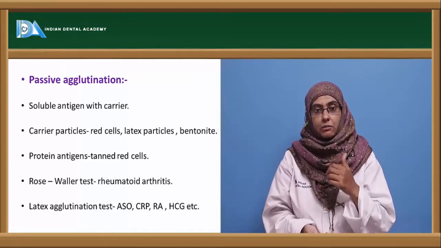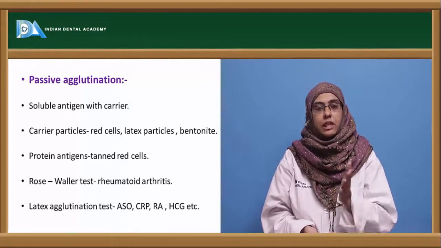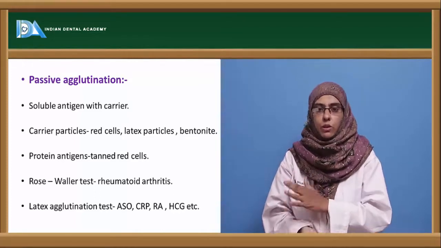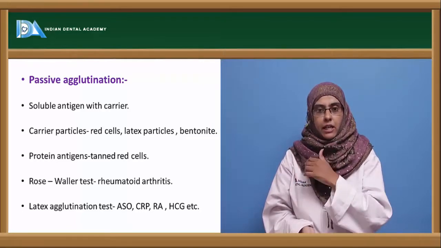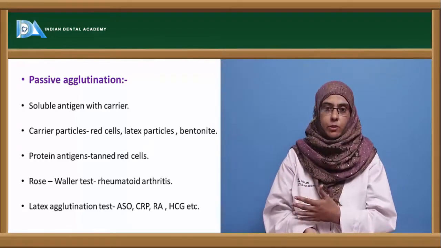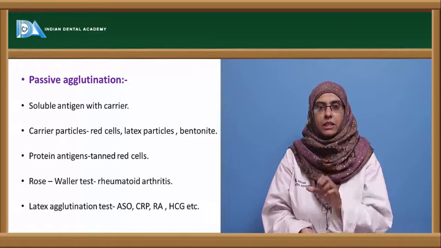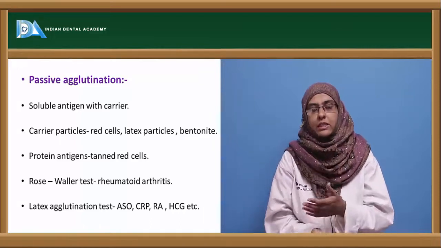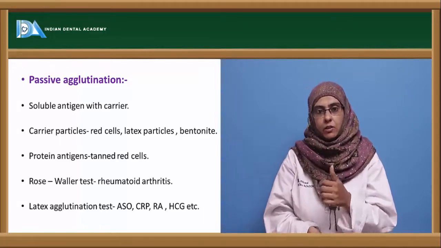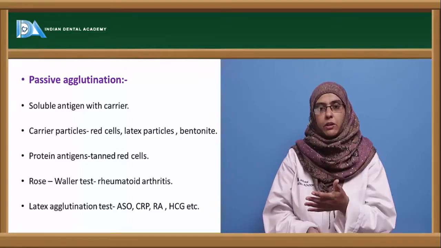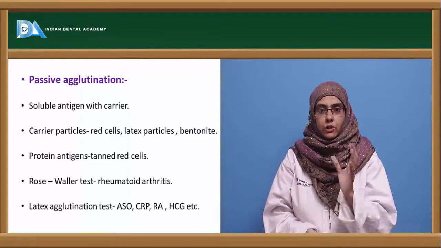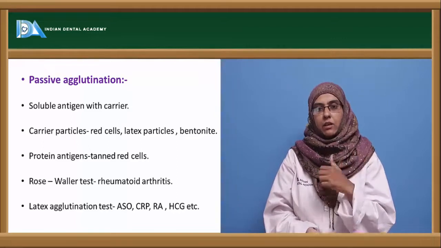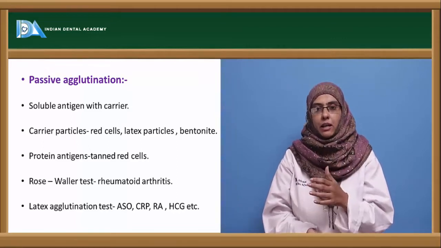RA factor is nothing but the antibodies that are produced against the human immunoglobulins, that is the IgG or the IgM molecule, that is involved in autoimmune diseases. So rheumatoid arthritis is an autoimmune complication that is seen in the host. In these particular patients, the patient produces antibodies against the self antibodies. So these RA factors are not able to agglutinate the RBCs.